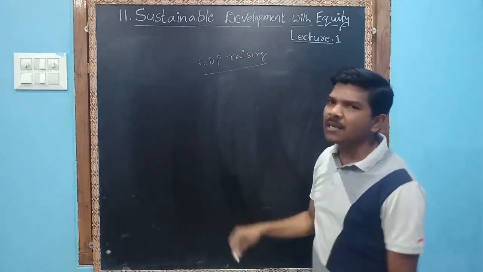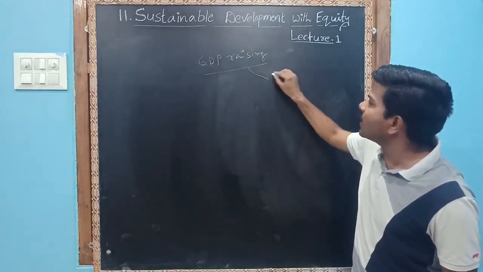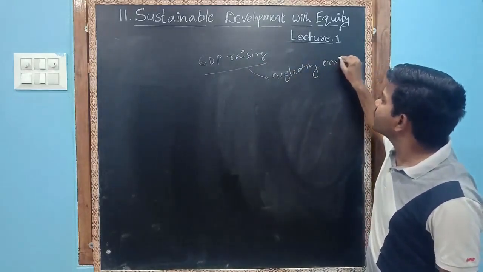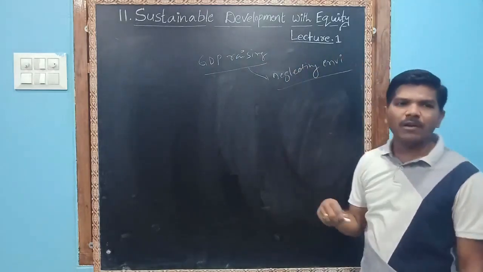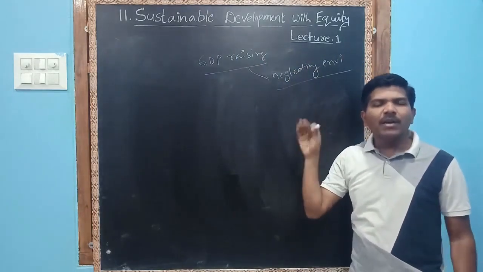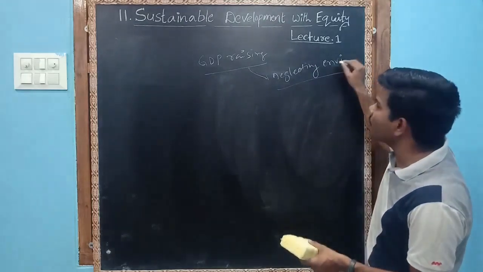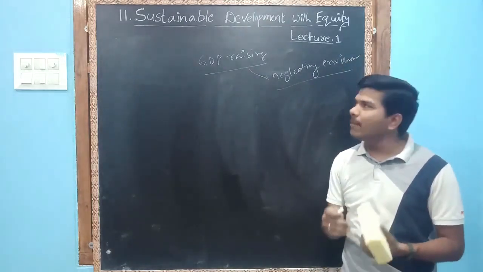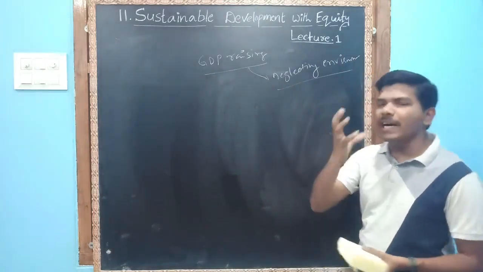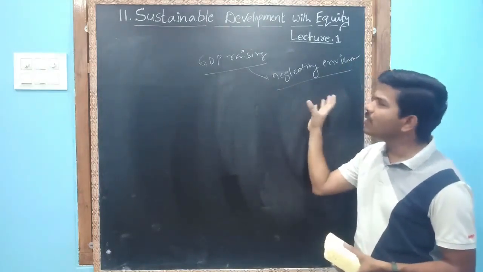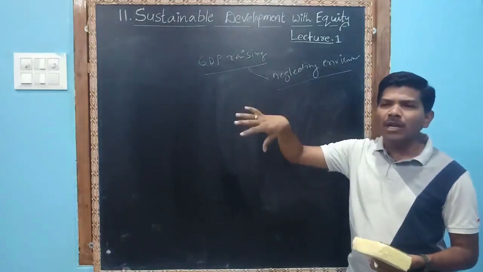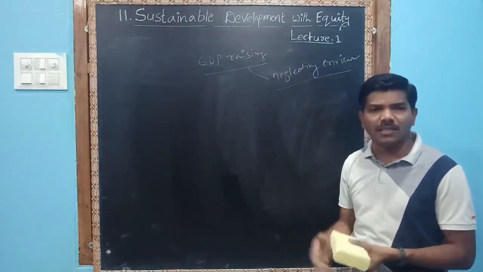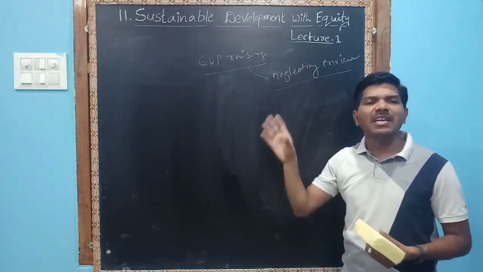Why is GDP raising? Because we are neglecting environment. Whenever we are completely neglecting our environment, it is completely damaging. Those people are taking advantages of the environment and they are making products. Due to those products, our GDP is raising, income is raising. That is what some of the economists criticize.